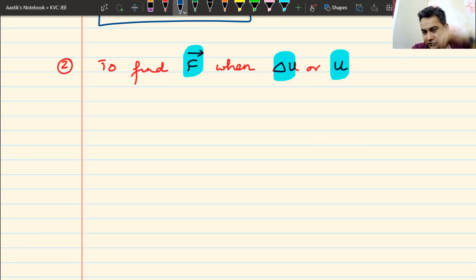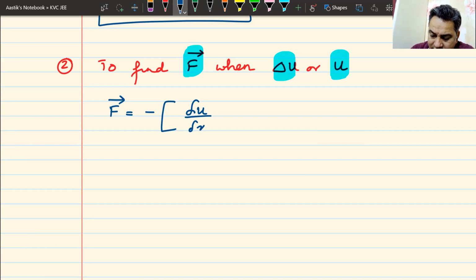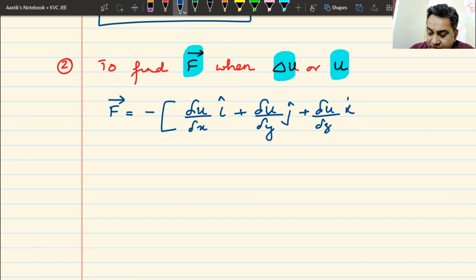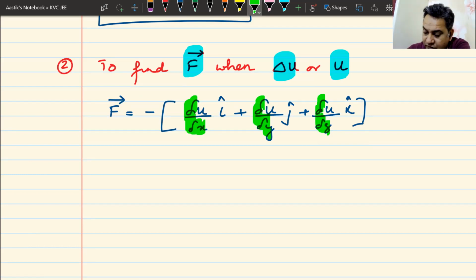Well, to do this, we'll have to go back to something that we had done, and we have to write this formula. F is equal to minus of del of u by del of x i hat plus del of u by del of y j hat plus del of u by del of z k hat. And if you can remember, what was this del? Anyone remember this del?